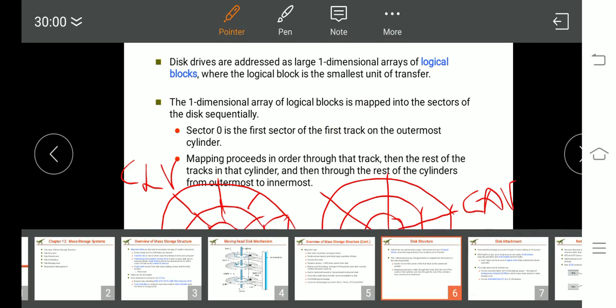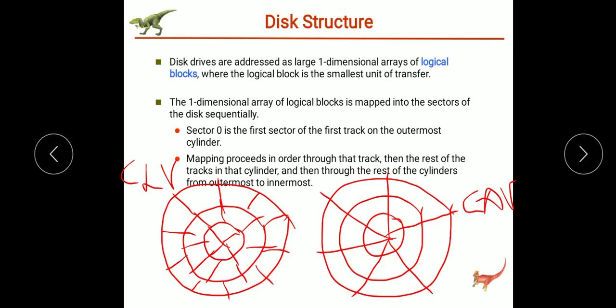The mapping proceeds in order through the track, then through the rest of the tracks in that cylinder, and then through the rest of the cylinders from outermost to innermost cylinders. And these disk drives can be divided into two types. So the disk structure or architecture is divided into two types. The first one is CLV, that is constant linear velocity, and the second type is CAV, that is constant angular velocity.